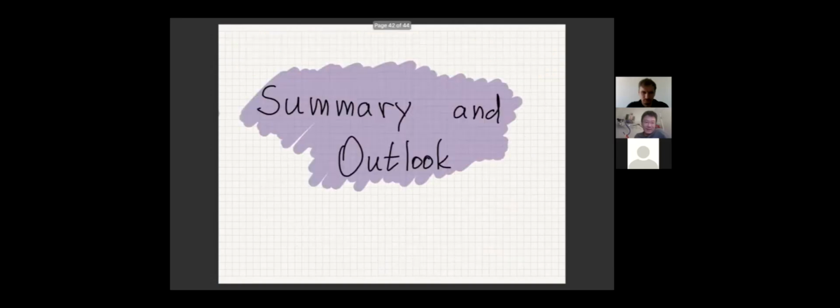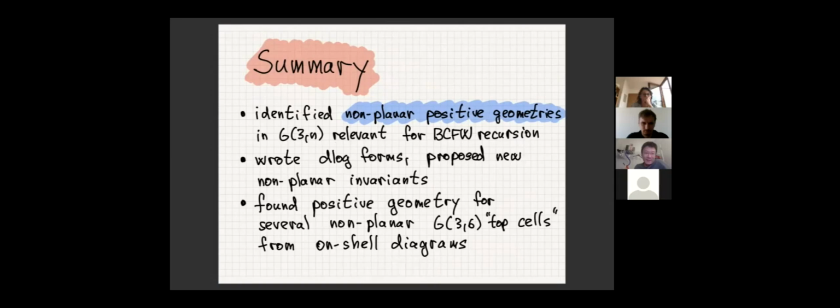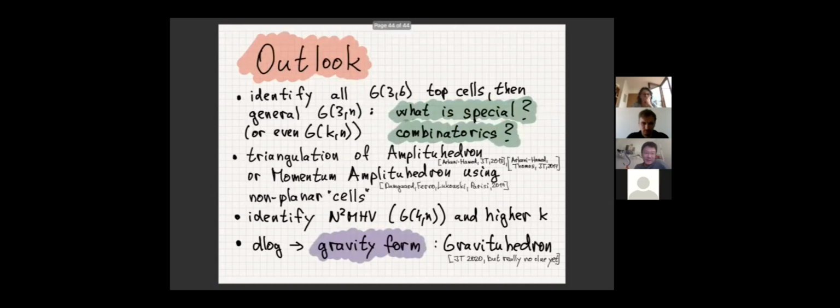Yeah, I just wanted to end here. We did this identification of these geometries using BCFW, wrote the D-log forms, and found positive geometry for several of these top cells. Not all of them, some are more complicated. These were the ones whose boundaries were these BCFW geometries, which were also only subsets of all geometries. Yeah. So now the thing which is puzzling for me: what is special?